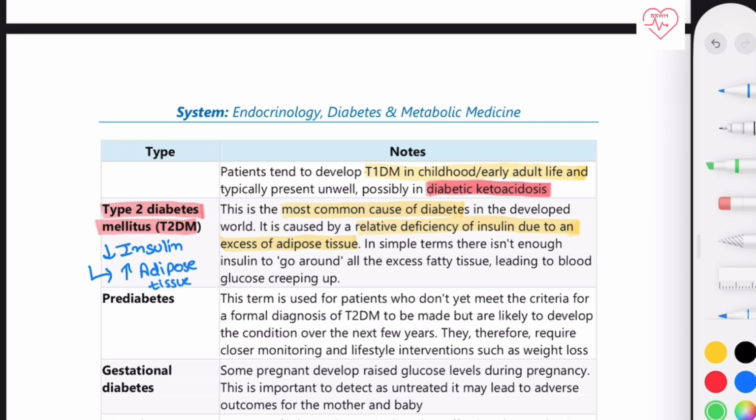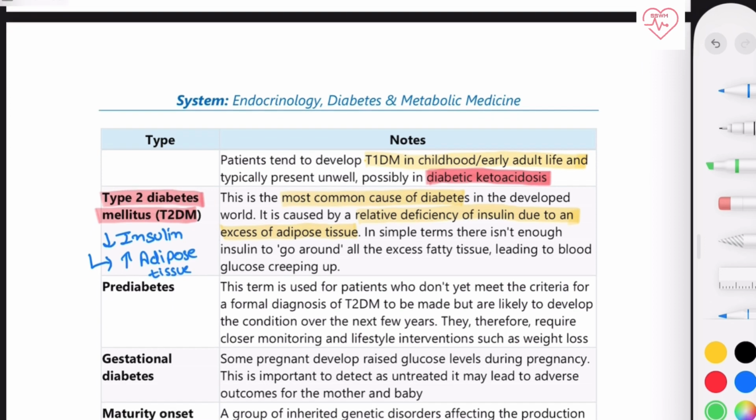And if there is an excess of fatty tissue, what happens? It can lead to blood glucose creeping up. So a decrease of insulin, not enough insulin, leads to what? Excess fatty tissue. And excess fatty tissue can lead to an increase in the level of blood glucose, right?